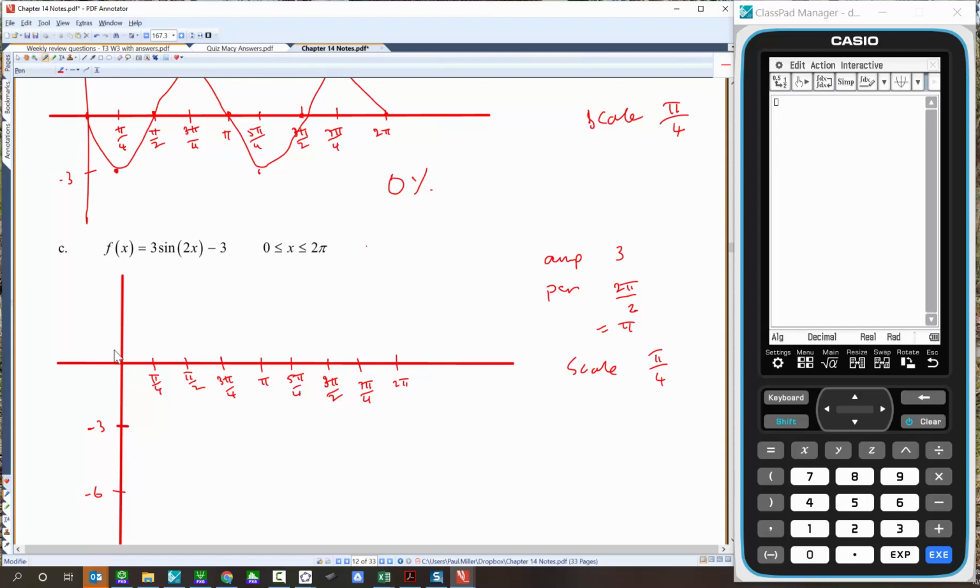All right, now what sine functions do is they typically start at 0, 0, translated 3 units down. It's going to start there. It's not reflected, so it's going to go up, down, down, up, up, down, down, up. Okay, here we go.